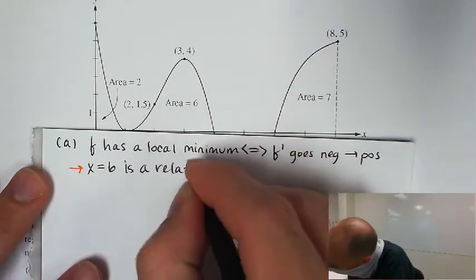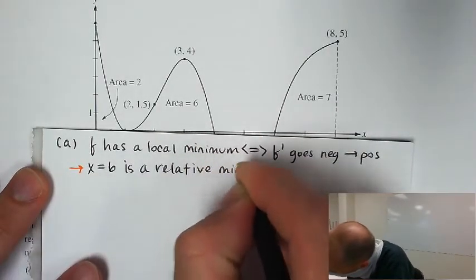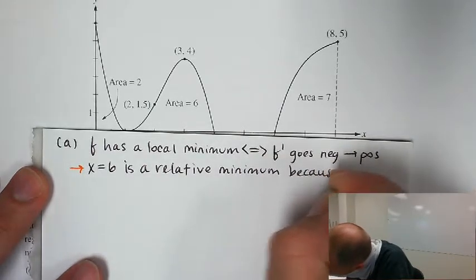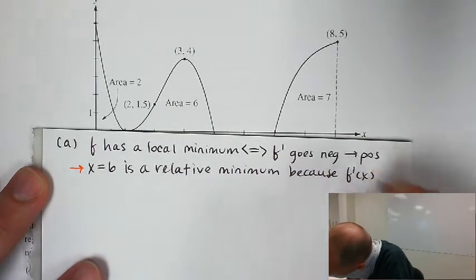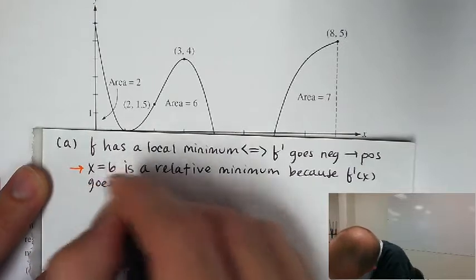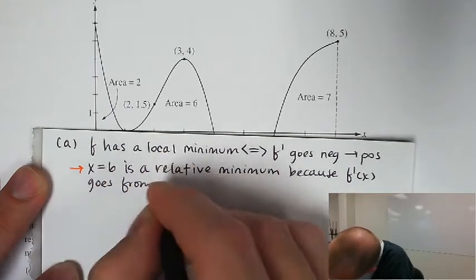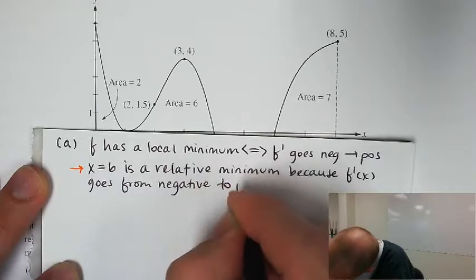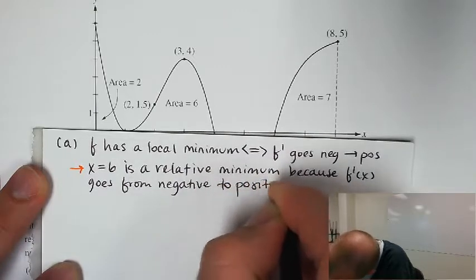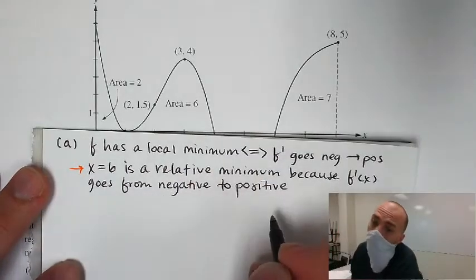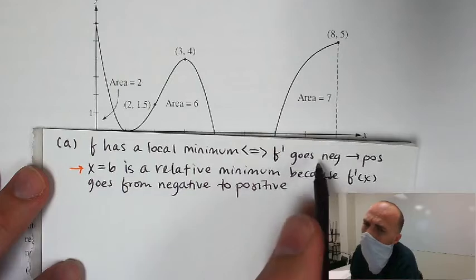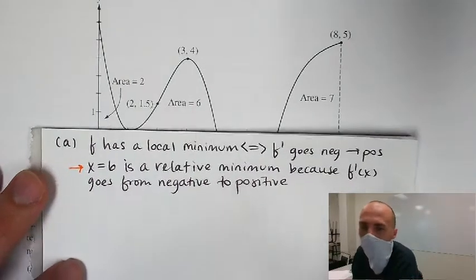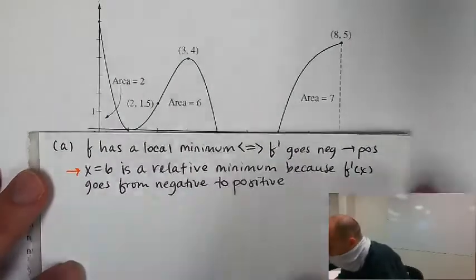I would just say this and leave it at that. X equals 6 is a relative minimum because f prime of x goes from negative to positive. And me personally, just to be safe, I'm going to write out the words. I'm not going to write it like that, right? I'm definitely not going to write dash to plus, right? They might not understand that.